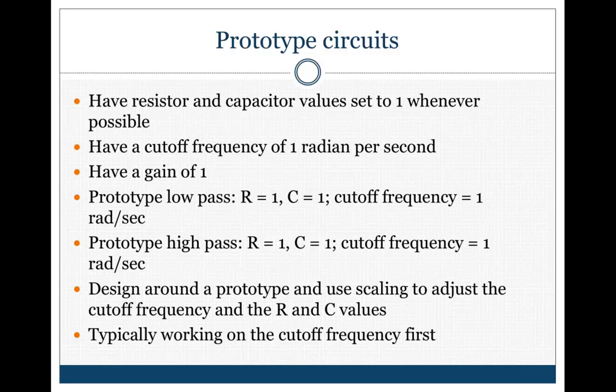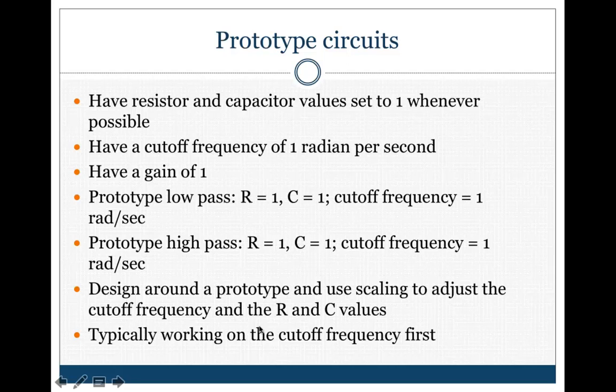The other thing is using a prototype filter allows us to do things like compare apples with apples. So for example, let's suppose we want to compare a Butterworth filter with some other type of filter. If we design both to be a prototype, meaning a cutoff frequency of 1 radian per second and a gain of 1, then we can basically model both filters and see what the differences are for the same cutoff frequency. So anyway, that is what motivates us to work with prototype circuits and then to scale from that.